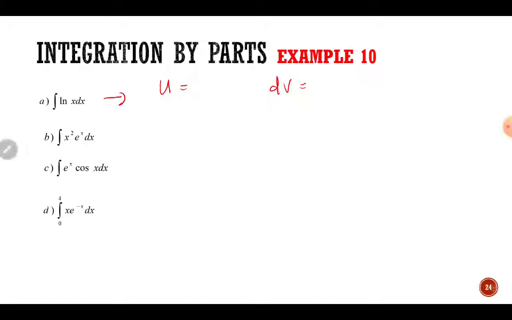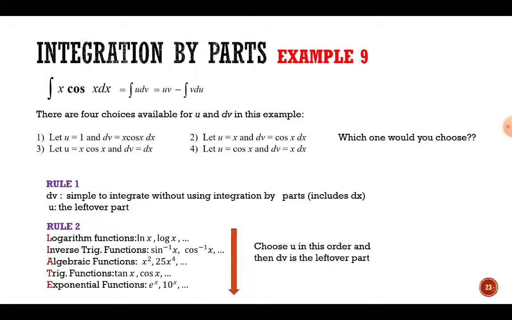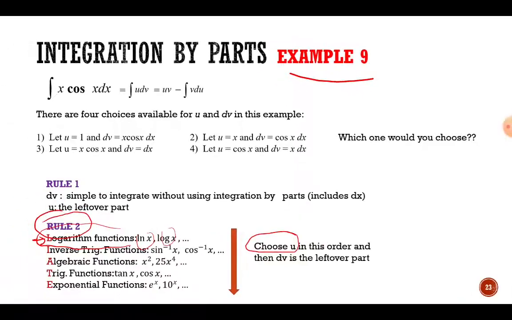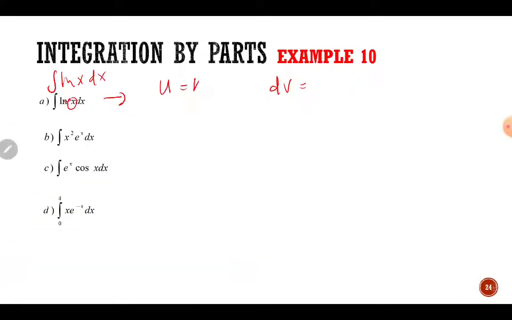This ln and x should be close together. It is ln x dx. So what do we let as our u and dv here? We go back to rule number 2. Do you see rule number 2 here? For what you let as your u, the first choice, the highest priority, is logarithmic functions, ln, log. So it is very clear. It means here your u is ln x, so dv is dx.